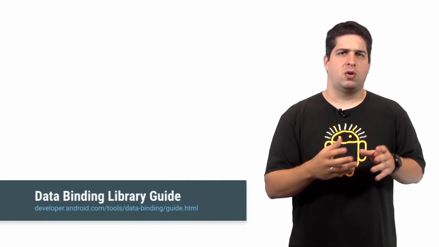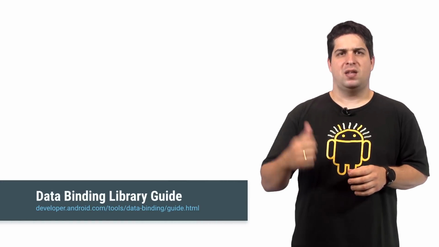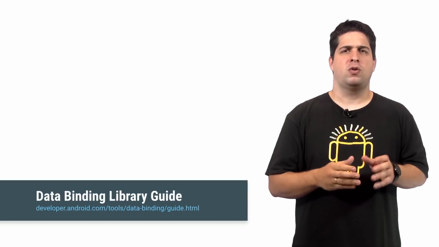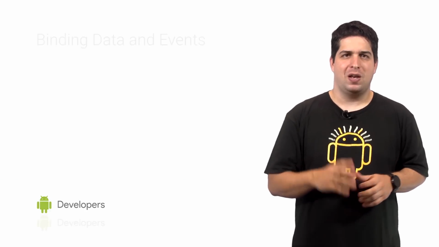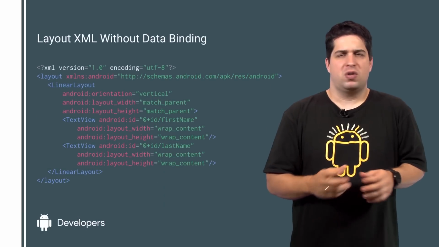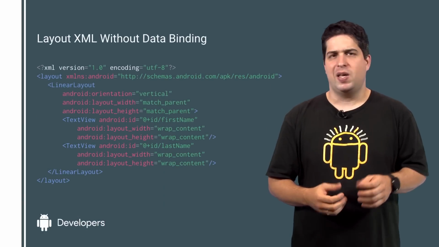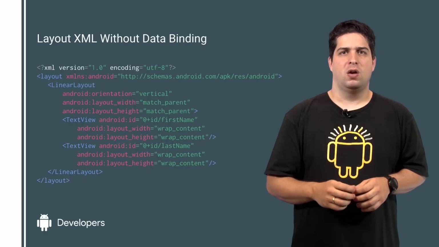For more details about Gradle dependency, classpath, and Android Studio plugin configuration, visit the data binding guide on developer.android.com and check all steps and configuration. Now, let's see how data binding can help you write less code. Imagine you want to show some user information like first name, last name, and email. Your layout XML file without the data binding could look like this.